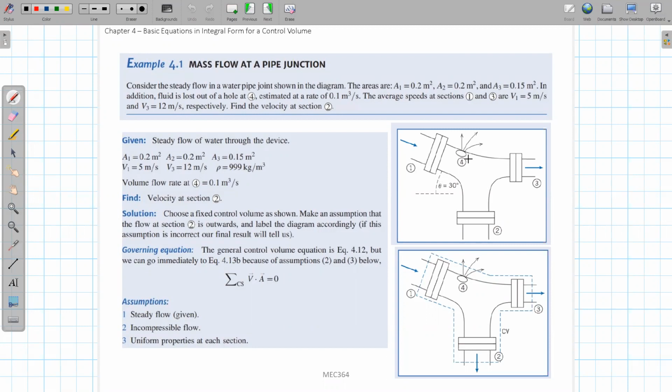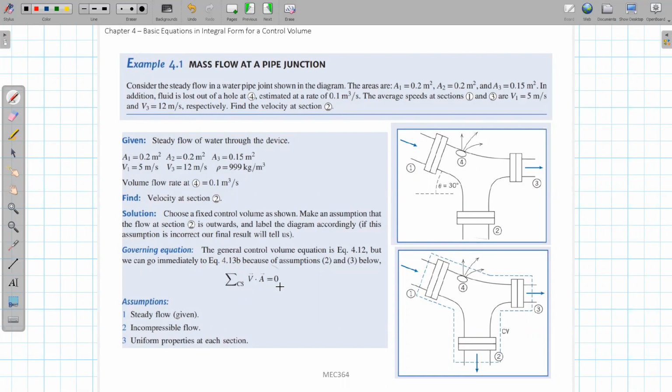To do this problem, we need to define the control volume, right? So let's define the control volume using this blue dashed line here. After we define this control volume, we simply need to apply the mass conservation law to it. And for this pipe flow, we can assume that the velocity at the inlet, at these outlets, and also the hole is uniform. So we can just use this equation.